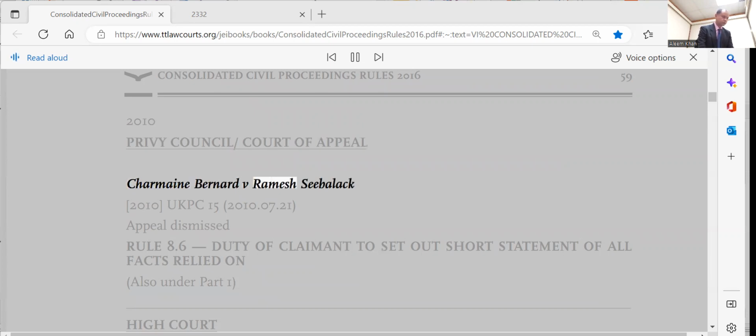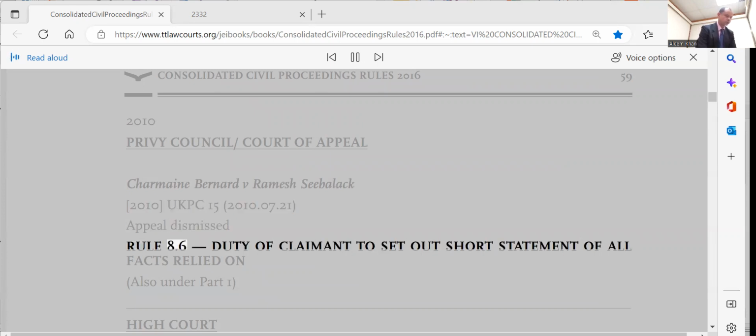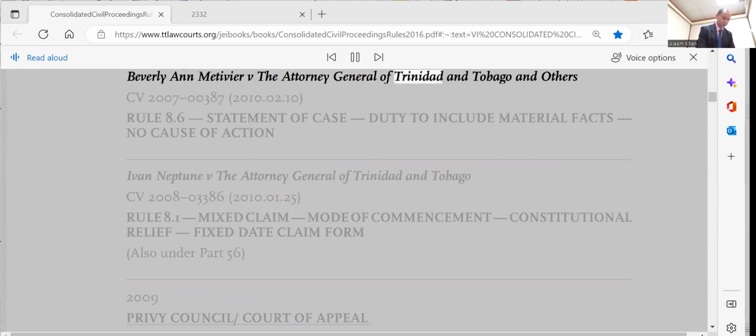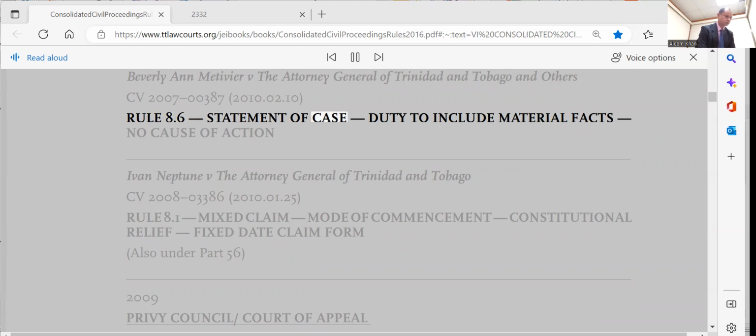Charmaine Bernard v. Ramesh Sibalak, 2010 UKPC 15, July 21, 2010. Appeal dismissed. Rule 8.6, Duty of Claimant to set out short statement of all facts relied on, also under Part 1. High Court. Beverly and Mativier v. the Attorney General of Trinidad and Tobago and others, CV 2007-00387, February 10, 2010, Rule 8.6, Statement of Case, Duty to include material facts, No Cause of Action.